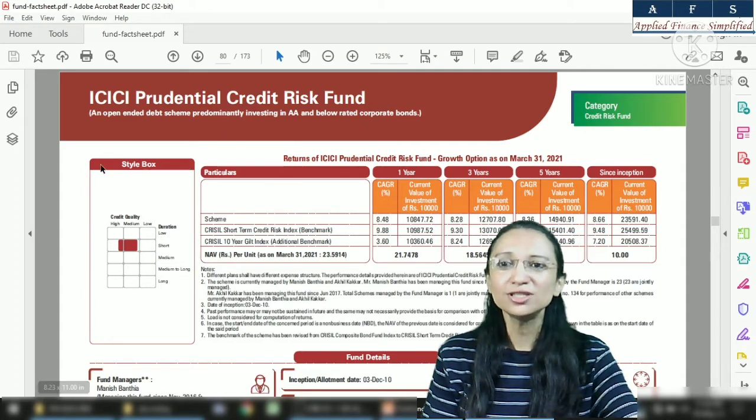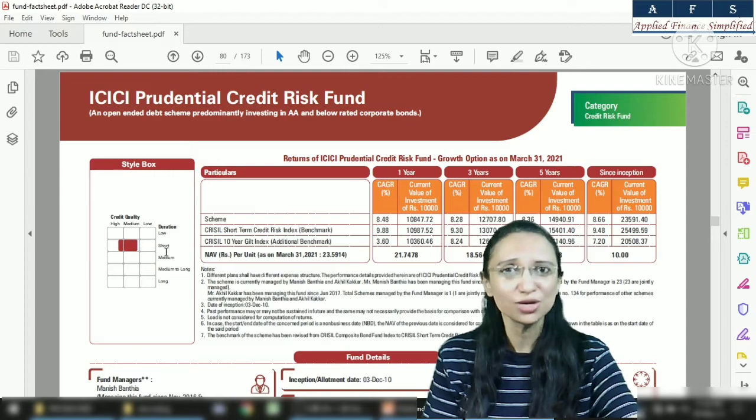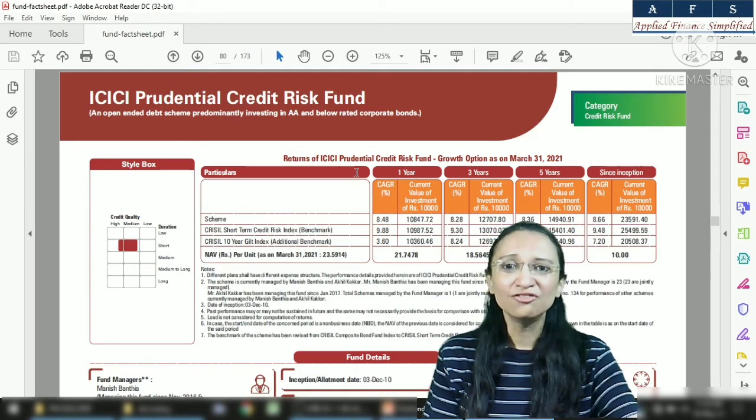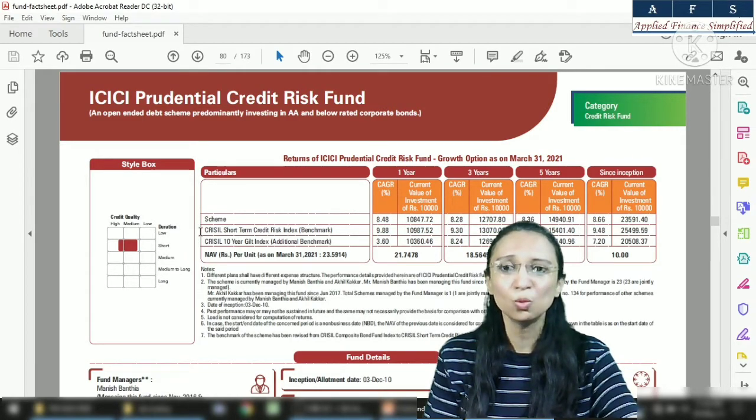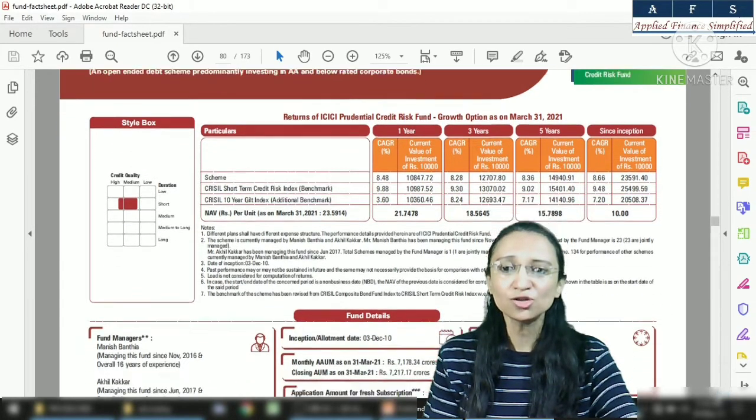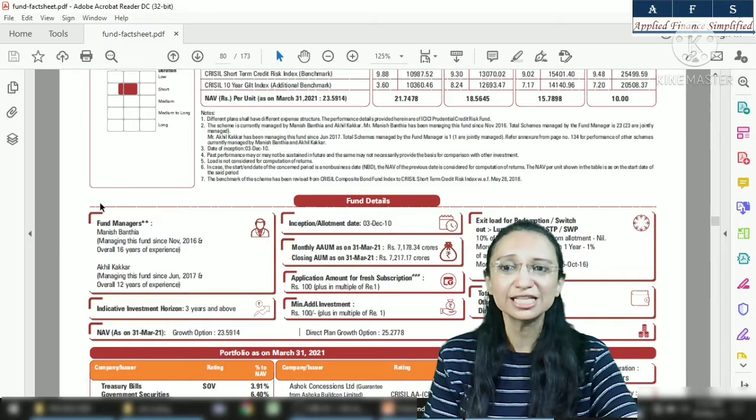The first information that you see is the style box. Style box is a pictorial depiction of the credit quality of the instruments as well as the duration of the scheme. So if you see, the credit quality is high to medium and the duration is short duration. Further, the performance indicators are given here. So the scheme's performance is benchmarked with 2 benchmarks selected here. One is the CRISIL Short-Term Credit Risk Index and second is CRISIL 10-Year Gilt Index, and the performance over different periods is given. The next section talks about the fund manager's experience.